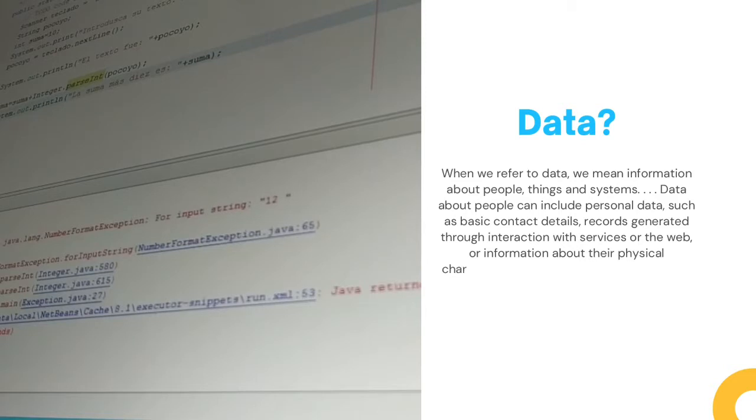Data. When we refer to data, we mean information about people, things, and systems. Data about people can include personal data such as basic contact details, records generated throughout interaction with services or the web, or information about their physical characteristics, biometrics, and it can also extend to population level data such as demographics.